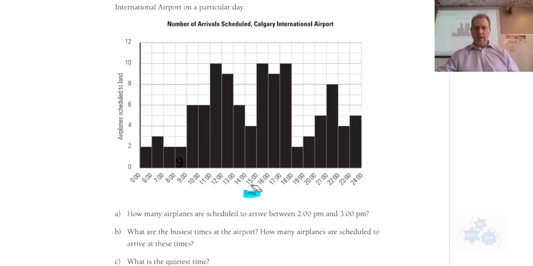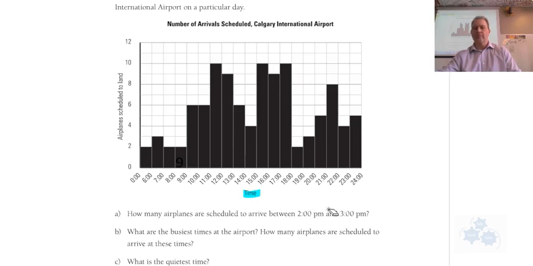So how many are scheduled to arrive between 2 p.m. and 3 p.m.? Okay, so what would you say, 2 and 3, so here's the 1400 mark, this little line right here. So I guess the hour between 2 and 3 would be this bar here, looks like. Do you think that? Does that make sense? So what's the height of this bar? You go over here and you go straight over, and that is 4. So does it make sense that there's 4 airplanes scheduled to land between 2 and 3?